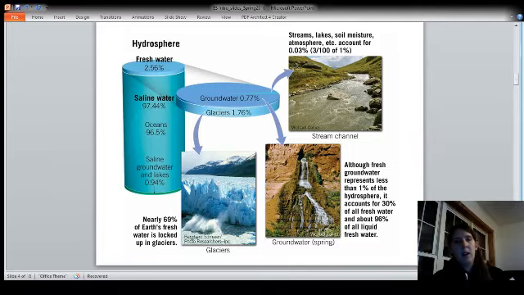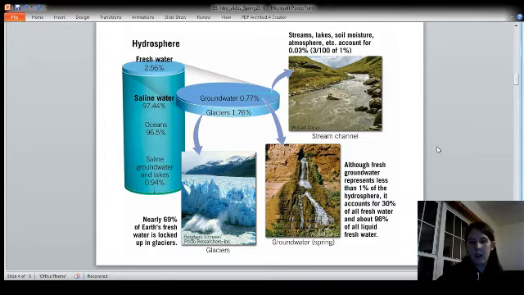So, less than 1% of all waters on Earth, and that is 30% of our total available fresh water. Okay, and then the groundwater is 96% of all liquid fresh water. So if we take glaciers out of the equation, the vast majority of fresh water available on Earth is within groundwater aquifer systems.